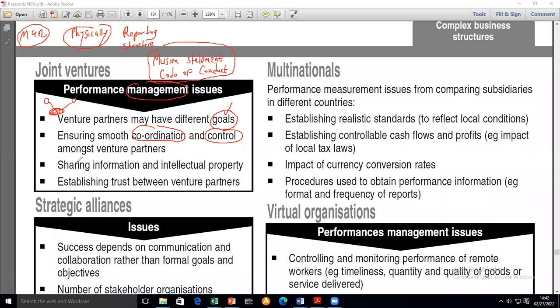Now we have got something bigger. Sharing information. It may not be easy to share information, especially that which relates to intellectual property. You cannot manage to expose all types of information. So when it comes to managing performance, it involves having performance reports, which show all relevant aspects. But the level of sharing of information may not be the same here. That will affect the performance management information.